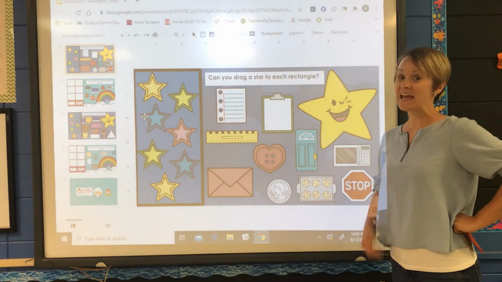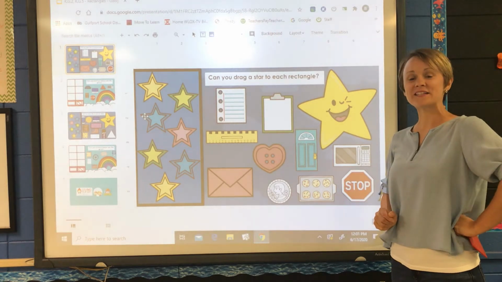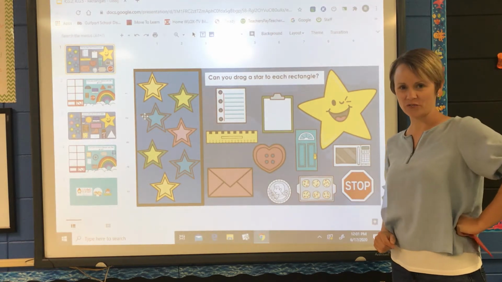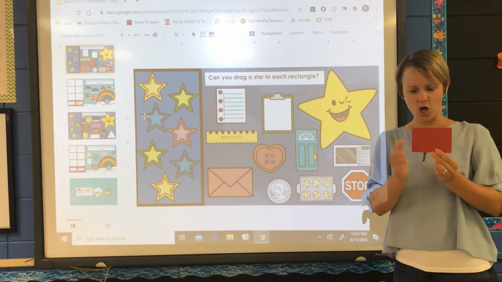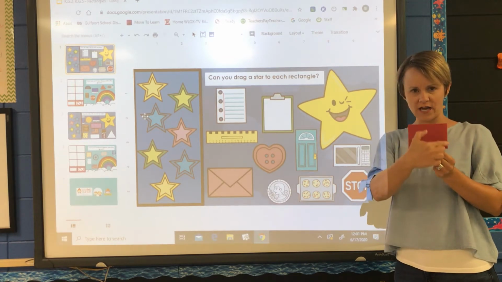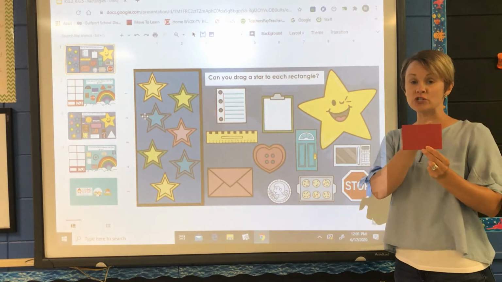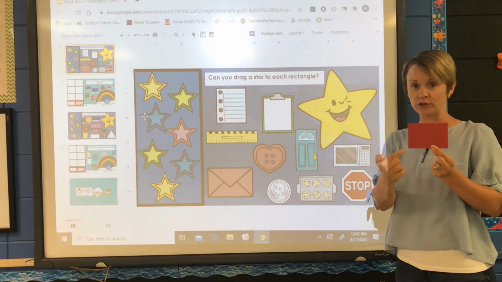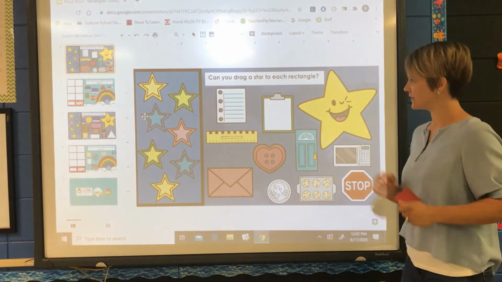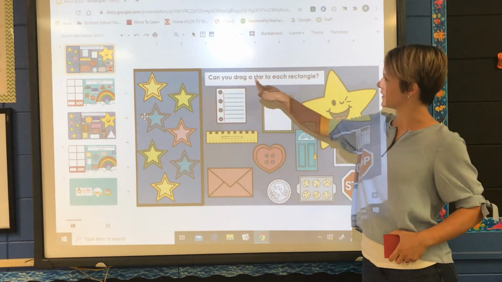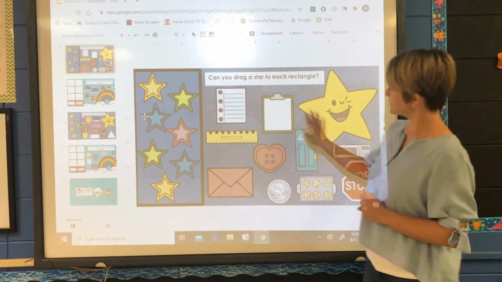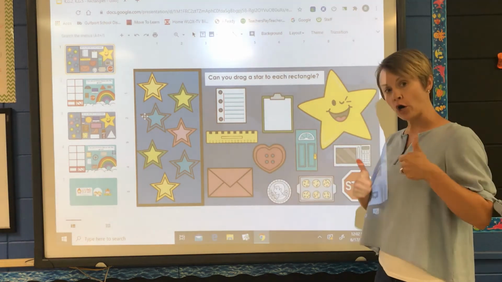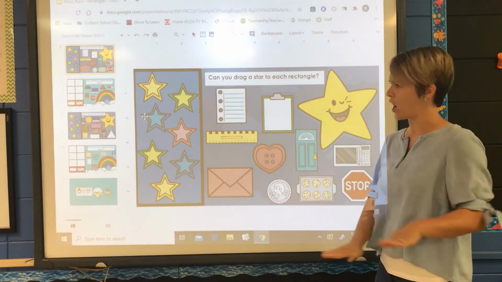All right, guys. Here's a game to help us practice finding rectangles. Don't forget, we're looking for a shape that has two short sides and two sides that are longer. Let's get started. Can you drag a star to each rectangle? So some of these shapes are rectangles and some are not.